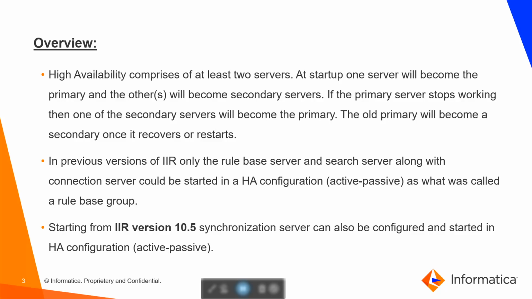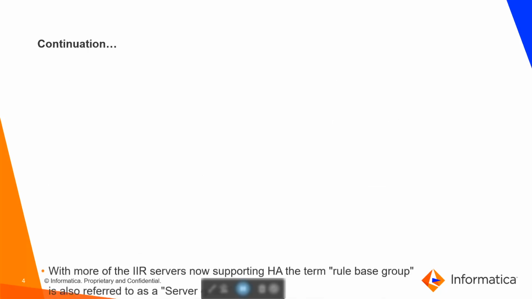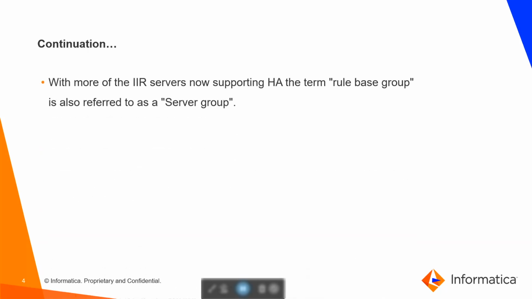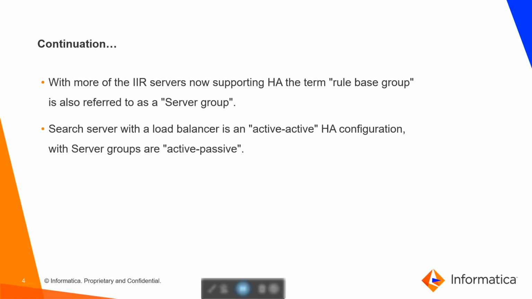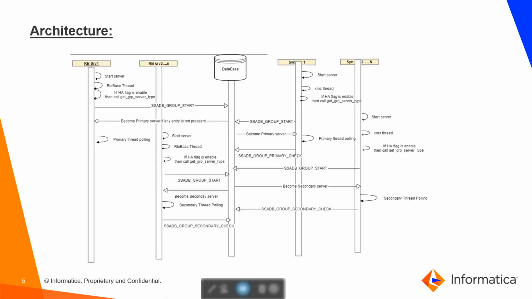started in HA configuration as what was called a rule-based group. Starting from IIR version 10.5, the synchronization server can also be configured and started in high availability configuration. With more of the IIR servers now supporting HA, the term rule-based group is also referred to as a server group. Search server with a load balancer can act as an active-active configuration, and search server with server group can act as an active-passive configuration.